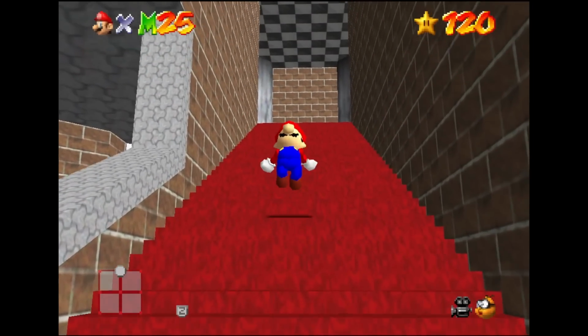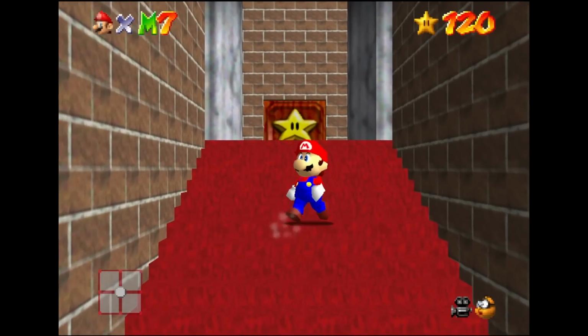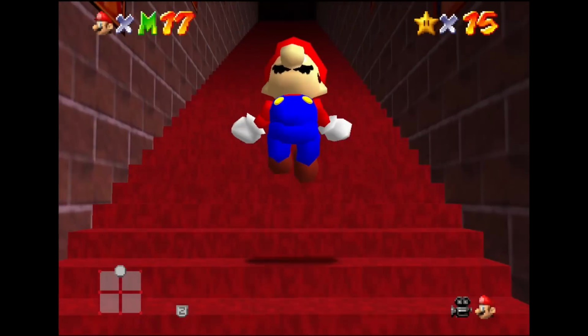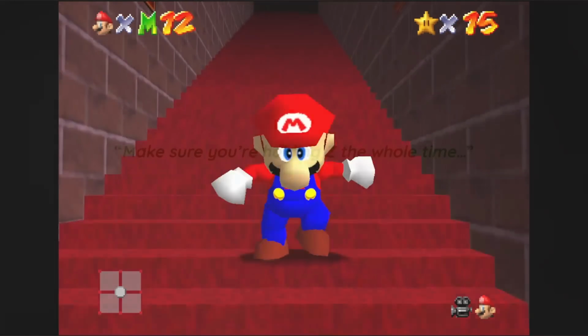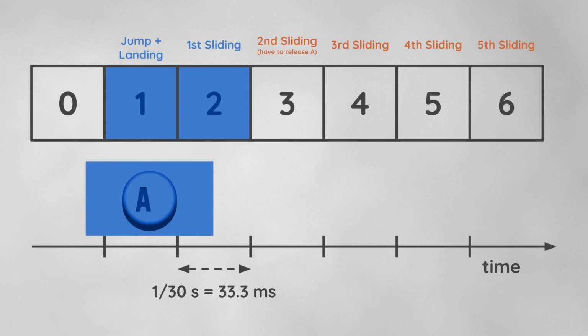You've probably been in this situation where you seem to lose your jump out of nowhere. People will often tell you, make sure you're holding Z the whole time. While this is obviously true, this is not the reason most people lose their jump. Let's see what really happened.